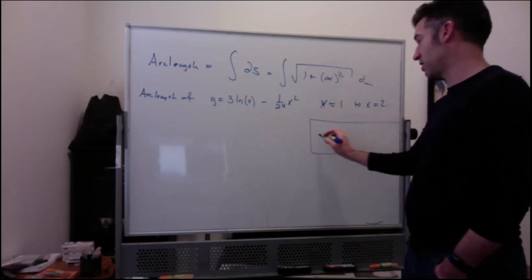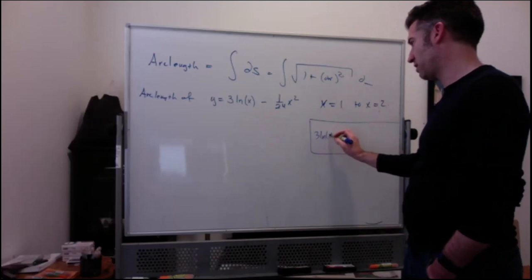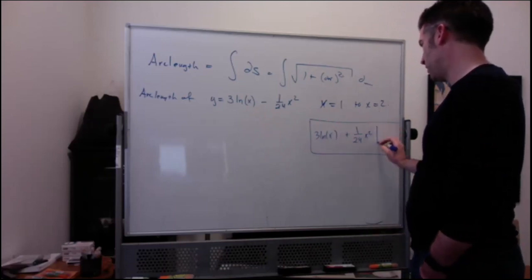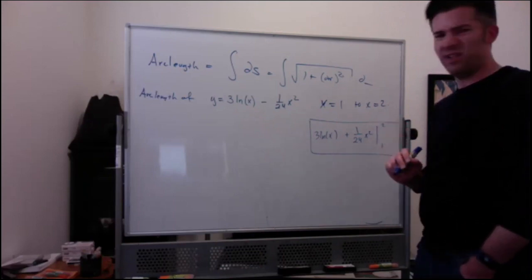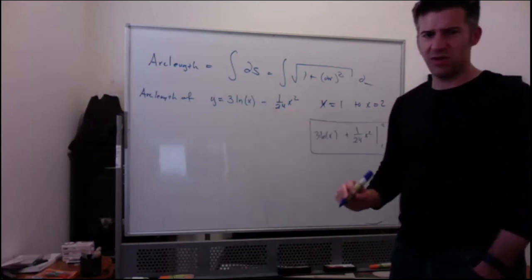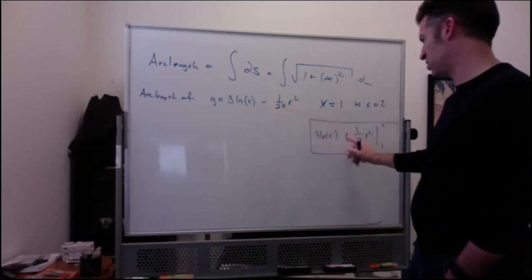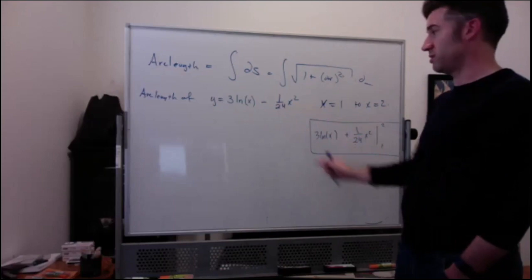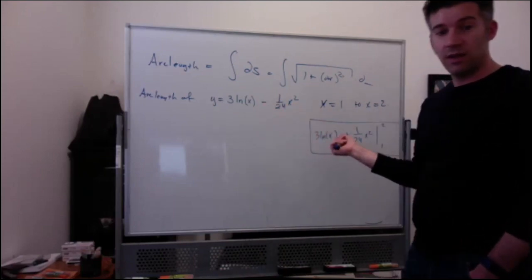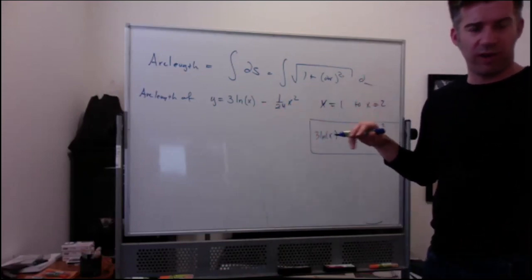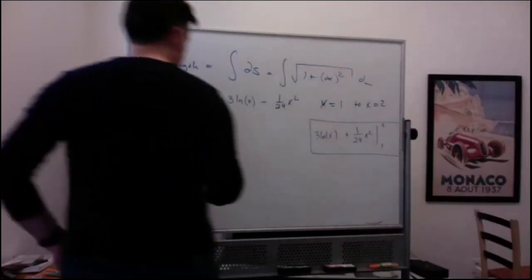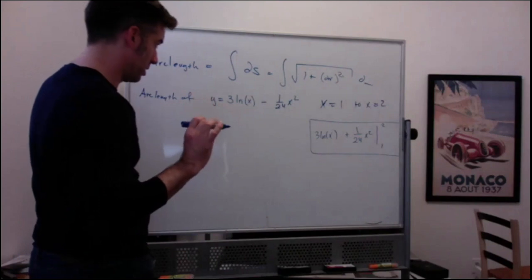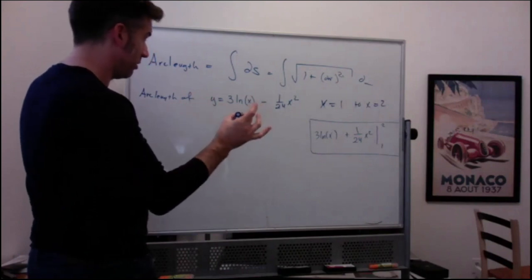The beginning of the answer is going to be 3 natural log of x plus 1/24 x squared, evaluated from 1 to 2. It's going to be essentially the function I started with, except the sign in the middle is going to change to the opposite of what it was. Sometimes it changes from negative to positive, sometimes from positive to negative. Now, why would this happen? Well, there's a whole process. Let me just double check real quick to make sure I'm not making a stupid mistake. No, that should be right.